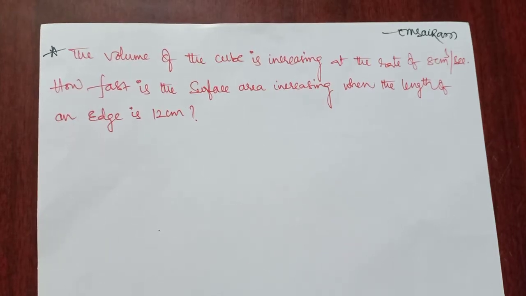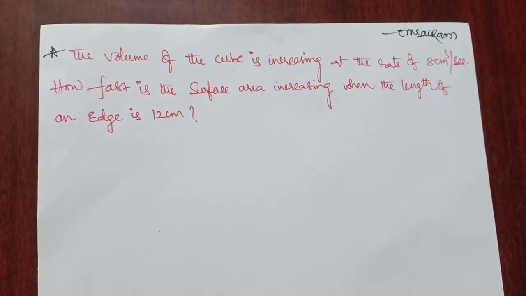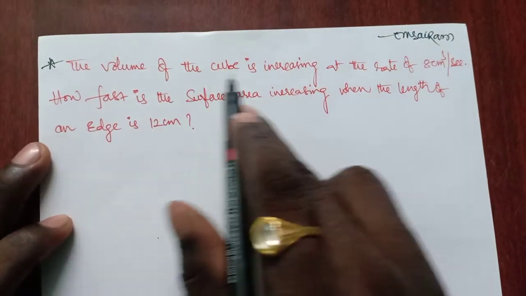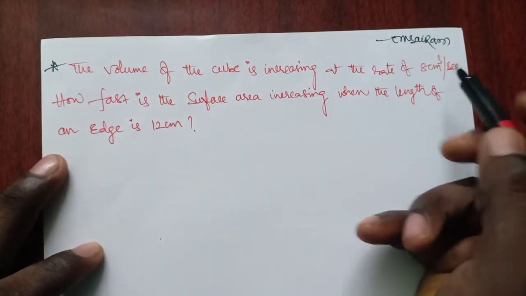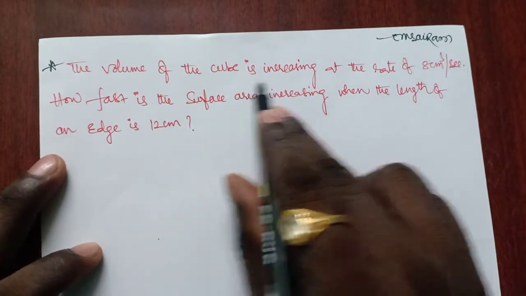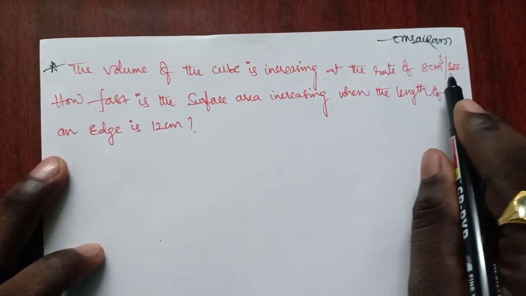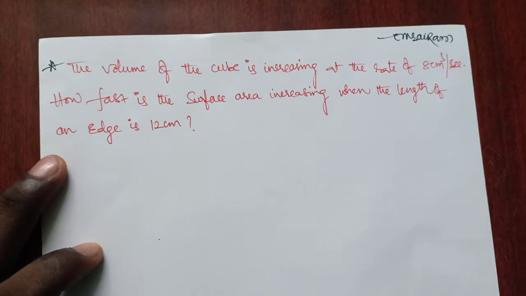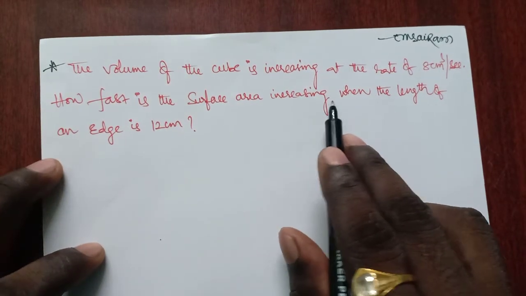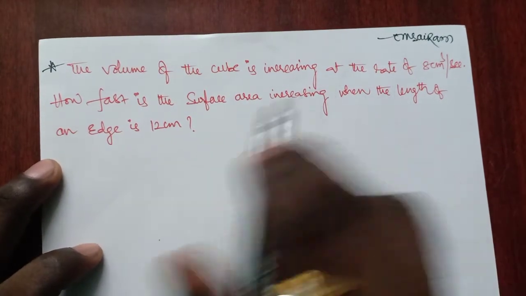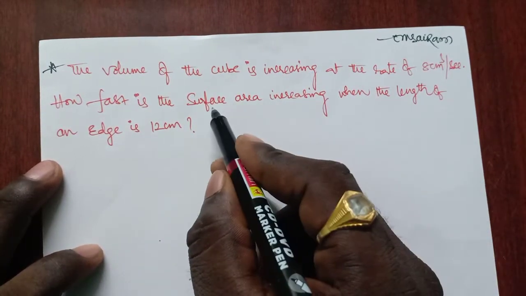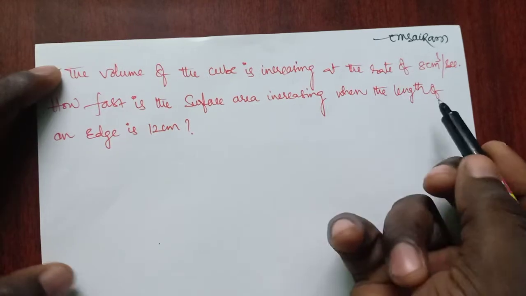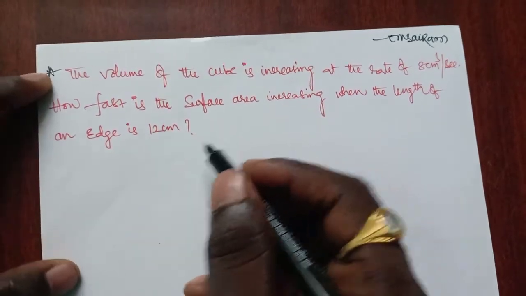Hi students, today we will discuss a problem on rate measure. The volume of a cube is increasing at the rate of 8 cm³ per second. So clearly he has given the rate of change in volume, that is 8 cm³ per second. Then how fast is the surface area increasing when the length of an edge is 12 centimeters? We need to find the rate of change in surface area when the length of an edge is 12 centimeters.